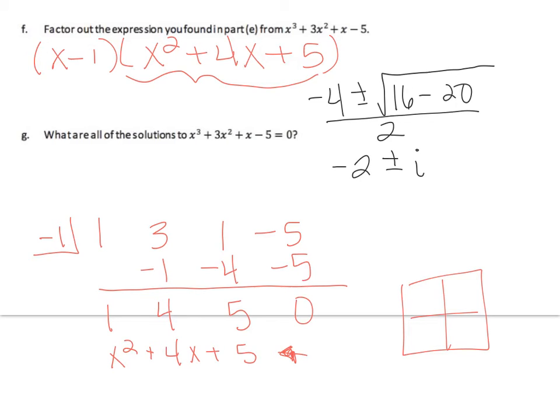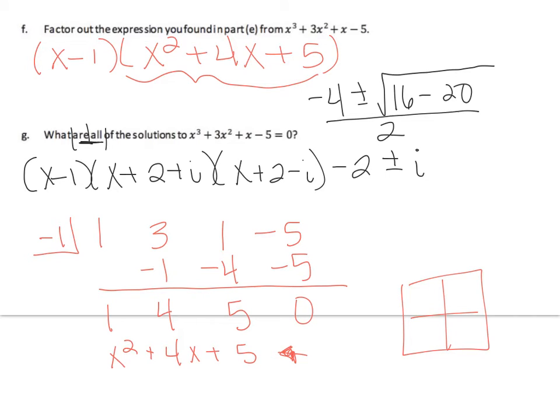So, what are all the solutions? That looked like real, but it's not. What are all the solutions? I have x minus 1, x plus 2 plus i, and x plus 2 minus i. So my solutions are 1, -2 plus i, and -2 minus i. Cool.